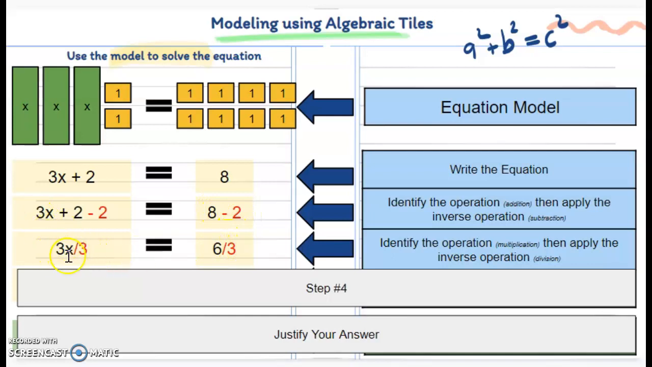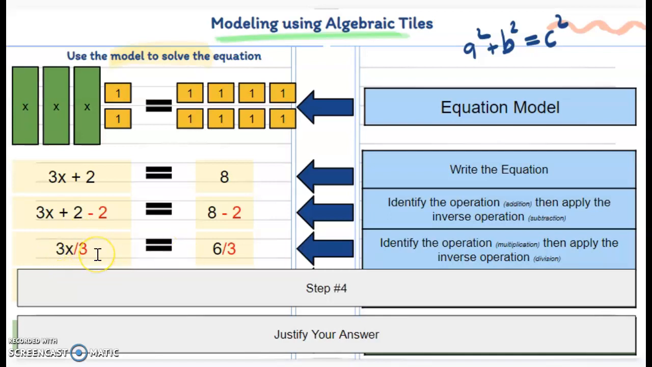Now, in the black right here, I have 3 times x. When it's side by side like that, it's multiplication. So I identify the operation happening, multiplication. Then I apply the inverse. The opposite of multiplication is division. That's what this sign right here is. That's the dividing sign. So I divide by 3.